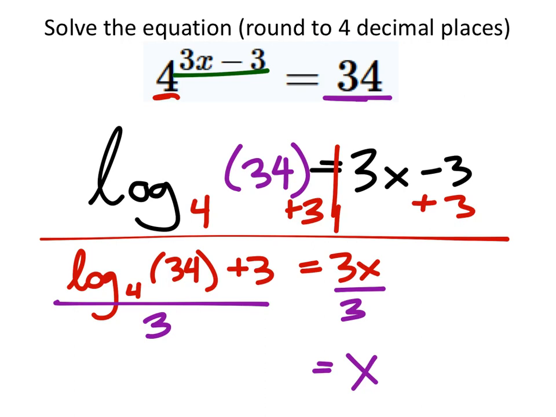For the log, do you guys want to use natural logs or common logs? Sorry?